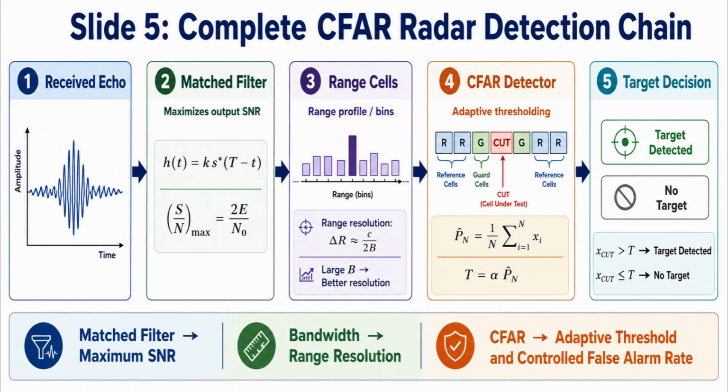Next comes the CFAR detector. Reference cells are used to estimate the local noise power, while guard cells protect the cell under test. The estimated noise power is represented by p hat n, and the adaptive threshold is T equals alpha times p hat n. Finally, the CUT is compared with the threshold. If x CUT is greater than T, the target is detected. If x CUT is less than or equal to T, no target is declared. So, in one line, matched filtering maximizes SNR, bandwidth controls range resolution, and CFAR provides adaptive thresholding with a controlled false alarm rate.